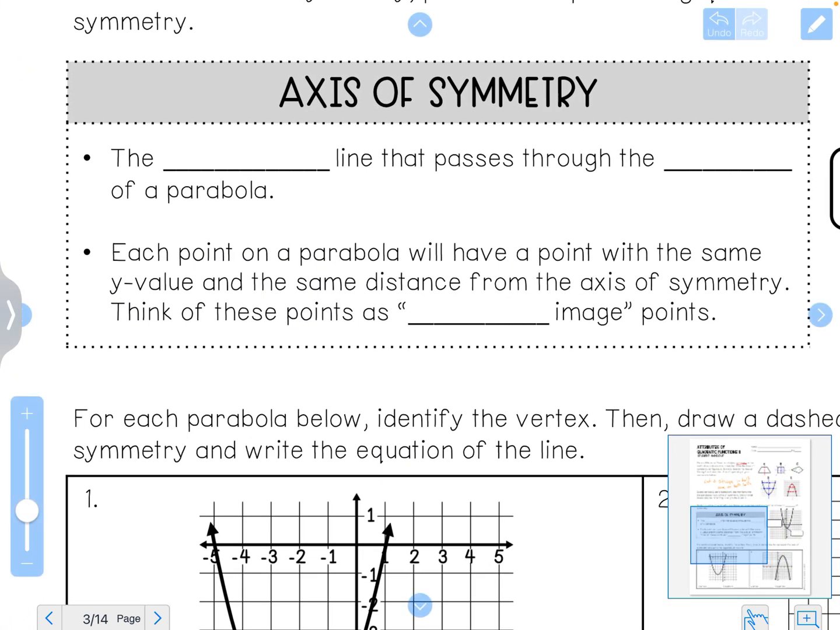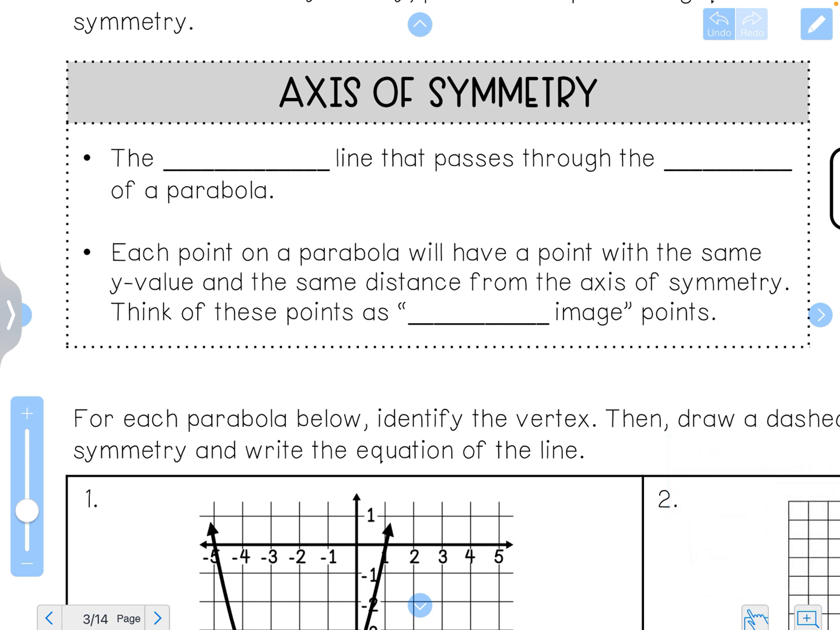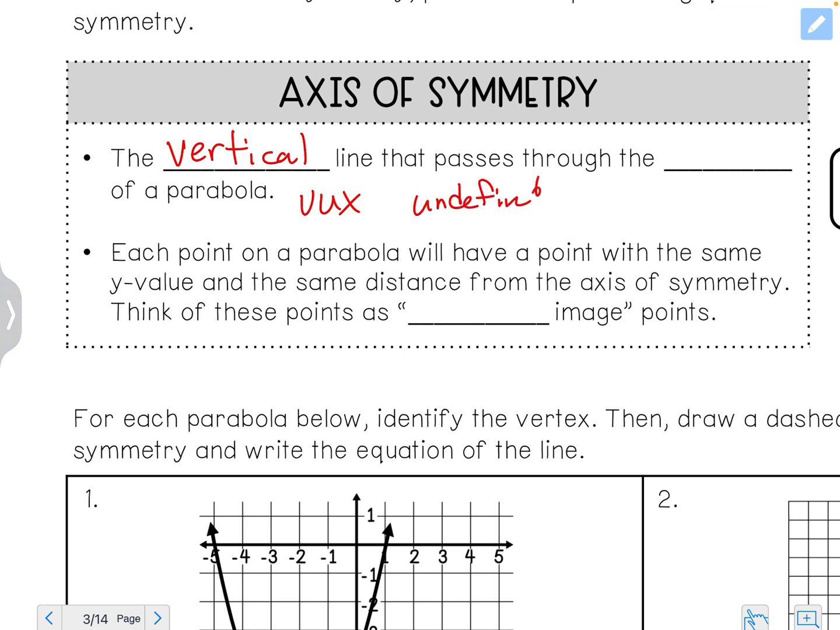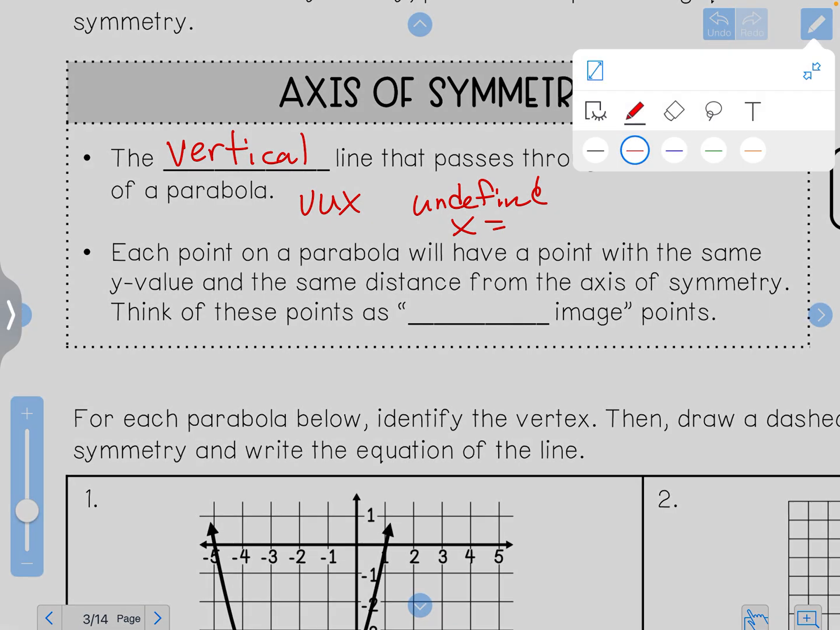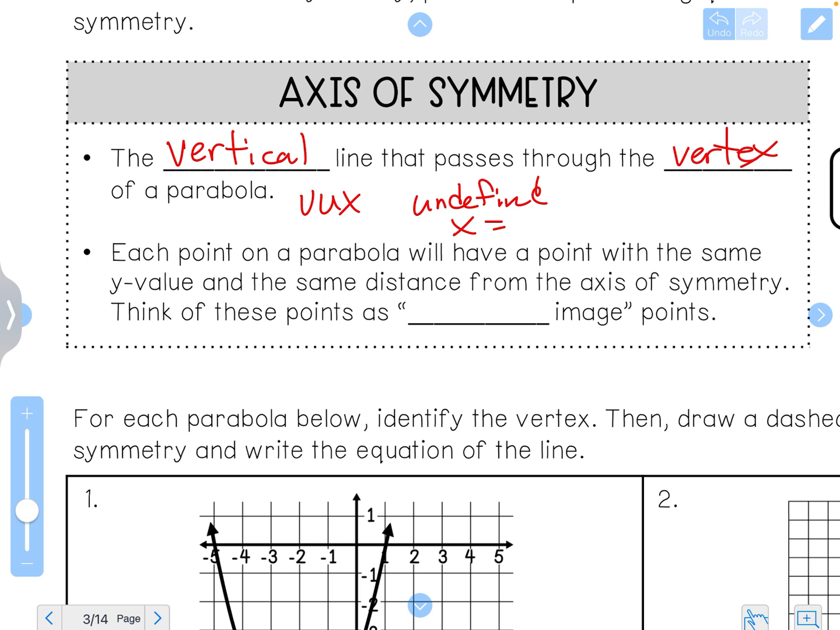So let's talk about our axis of symmetry real quick. Our axis of symmetry in Algebra 1 is always going to be a vertical line. When you get to Algebra 2, you'll have some non-vertical axes of symmetry. But remember, if we have a vertical line, that tells us that it is a VUX, which means its slope is undefined and its equation is x equals. Again, our axis of symmetry is always going to pass through the vertex. Each point on a parabola will have a point with the same y value and the same distance from the axis of symmetry. Think of these points as mirror images of each other.